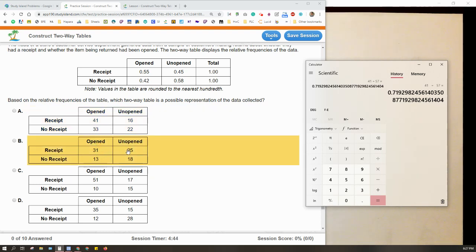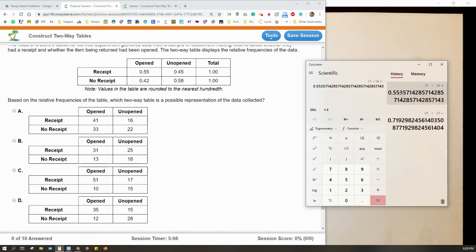31 opened, 25 unopened for the people that returned it with a receipt. 31 is what percent of the total for the row? Again, the total for the row is these two numbers added together. 31 and 25 is 56. So what percent is 31 out of 56? 31 divided by 56 equals 0.55. Now that rounds to 55%, though it's not quite, it's a little higher. If we round to the nearest percent, that's 55%. So that looks pretty good.